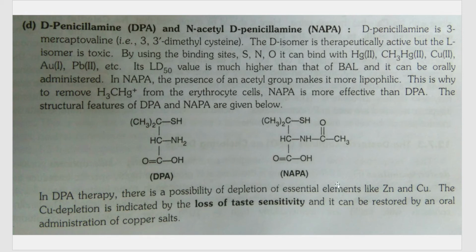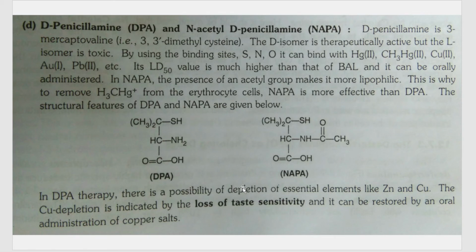And this is NAPA, that is N-acetylpenicillamine, which has an extra acetyl group in it. And because of the presence of this acetyl group, that is a substitution on the penicillamine, it makes it lipophilic in nature. Why should it be lipophilic? We already studied, in order to move through the cell membrane, especially in organs like the brain, in order to enter the brain, the drug should be lipophilic in nature. So this acetyl group that is present along with the DPA makes it lipophilic in nature. So this is more effective and it can effectively remove mercury toxification from our body compared to that of DPA.